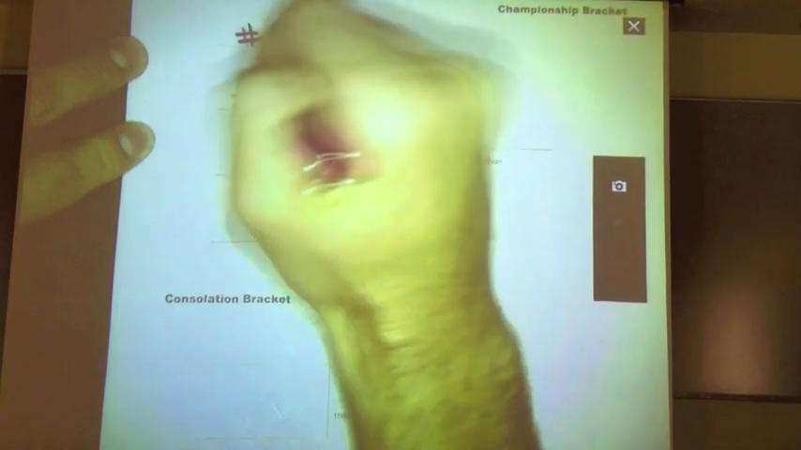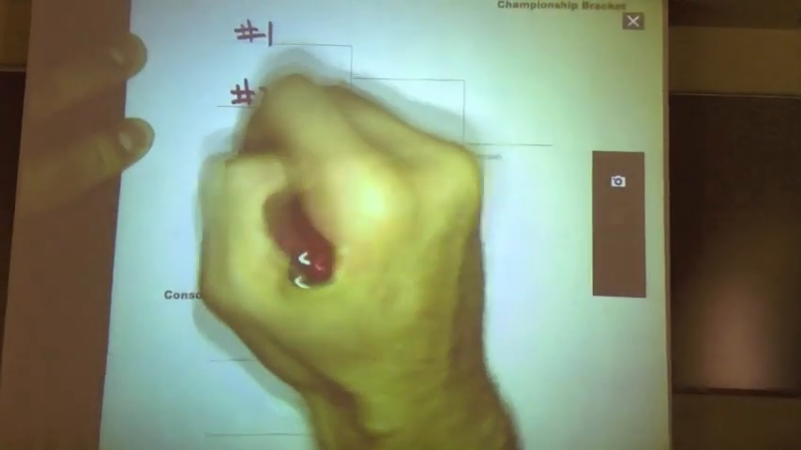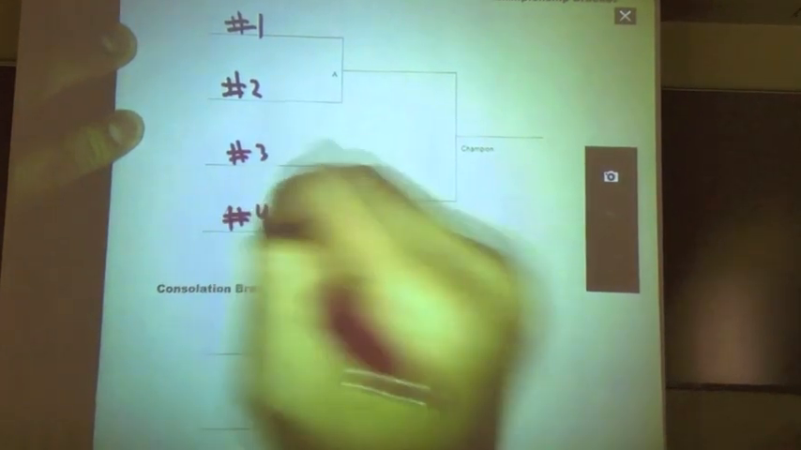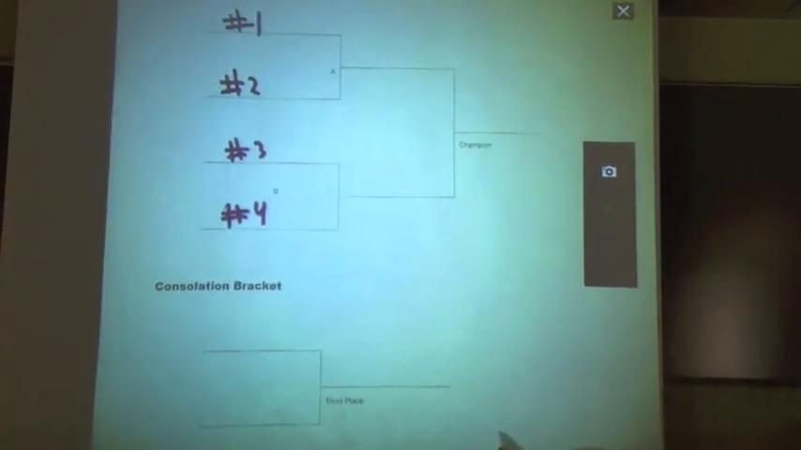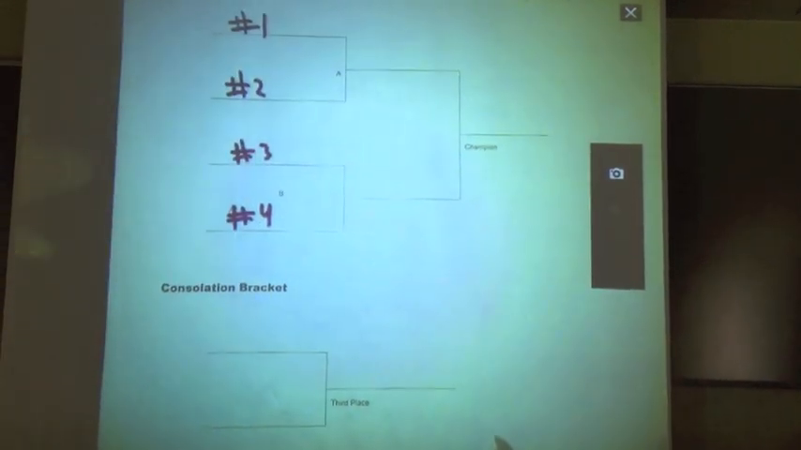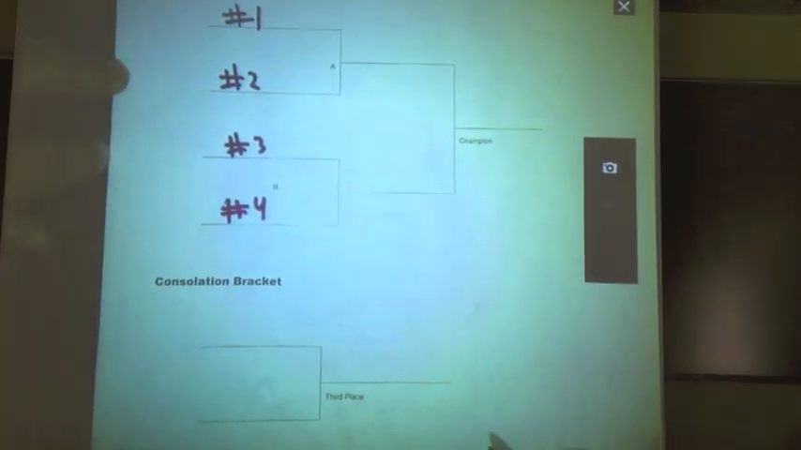And number 2. And we have competitor number 3 and number 4. And just to reiterate, these would be names in a real bracket. This could be like John and Evan versus Mike and Kyle, or whatever the case might be. So you got 4 people.